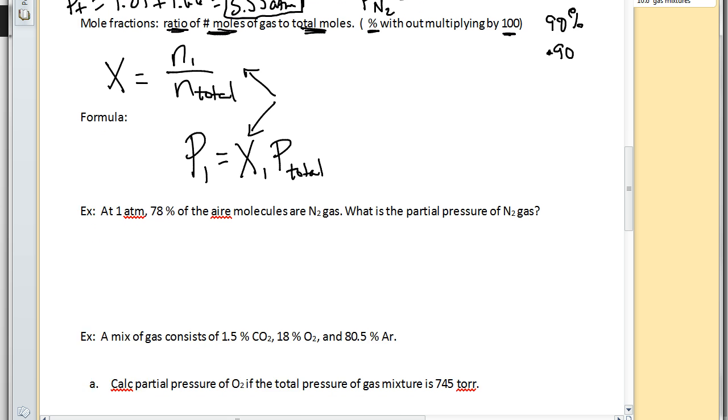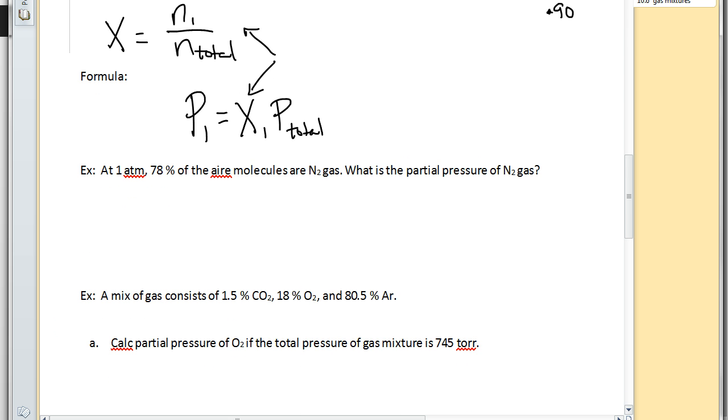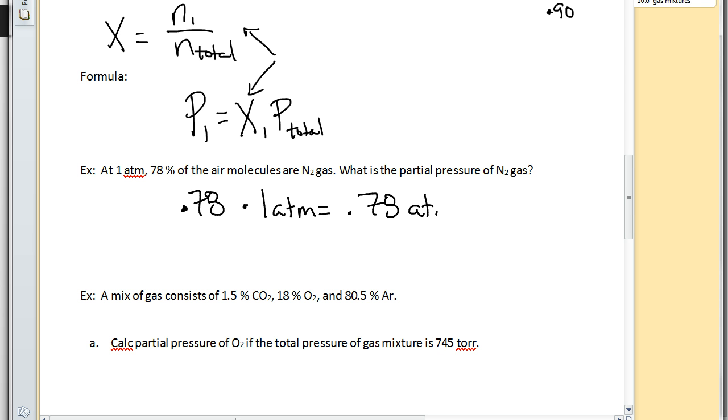And so let's do an example of this here, and I see a typo already. I'm going to fix that right on the spot. There we go. It says at 1 atmosphere, 78% of air molecules are nitrogen gas. What's the partial pressure of nitrogen gas? This is going to be really easy. We're just going to take 0.78. Essentially, I'm just dividing by 100. And then I'm going to multiply that by 1 atmosphere. And so obviously 0.78 atm. That would be the partial pressure of the nitrogen gas.